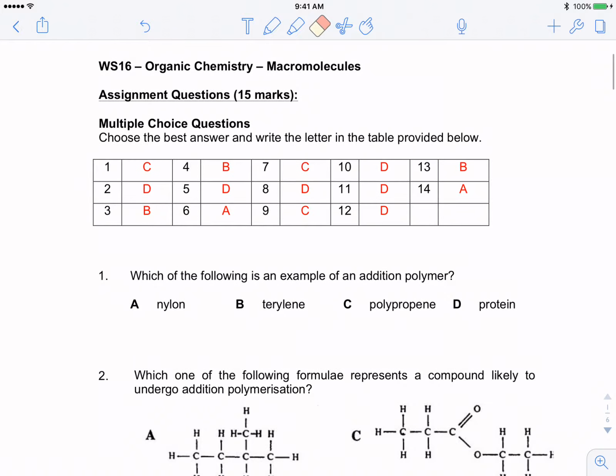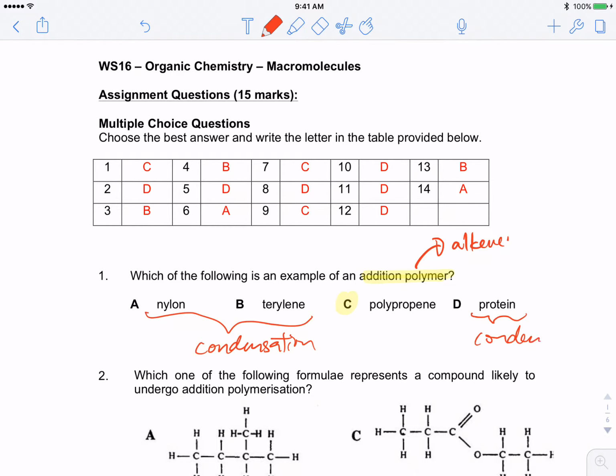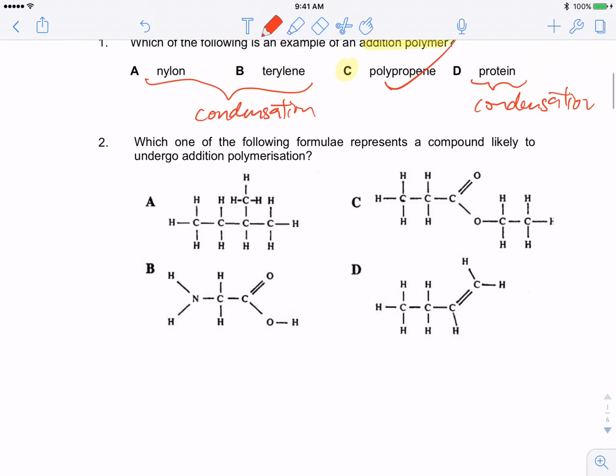Okay, question 1, answer is C. Which of the following is an example of addition polymer? So we know that addition polymer must be an alkenes. Okay, they must use alkenes as monomers. If you look at these first two, these are examples for condensation. We also know that protein is condensation. Hence, the answer will be polypropylene.